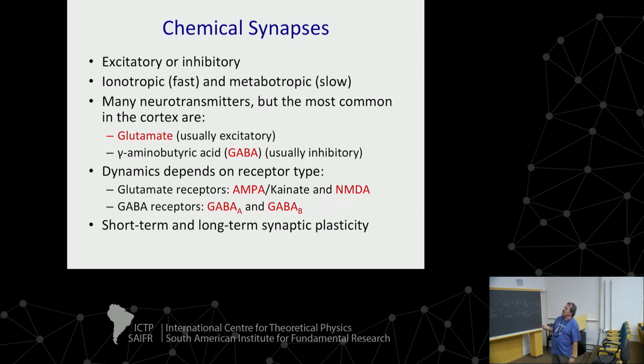The most common neurotransmitter in the brain, and I'm focusing on the cortex here, is glutamate, which is usually excitatory. So the major excitatory neurotransmitter in the brain is glutamate, and gamma-aminobutyric acid, GABA for short, which is usually inhibitory, is the major inhibitory neurotransmitter in the brain. The receptor types are mainly AMPA, kainate, or NMDA, which are the glutamate receptors, and GABA-A and GABA-B for GABA. So those are the receptors.